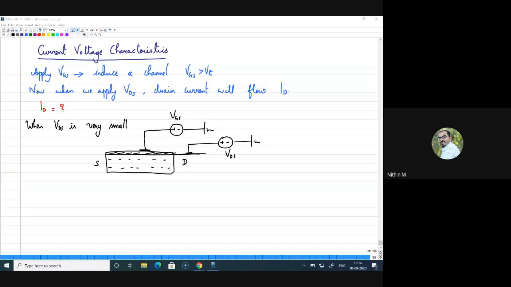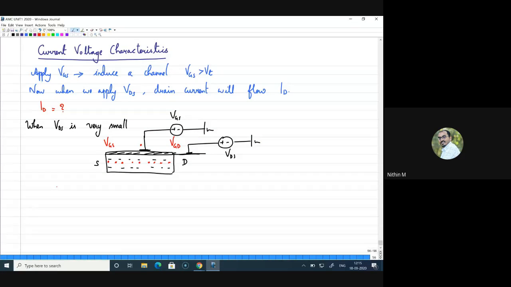And when this VDS is small, I can consider the voltage between the gate and various points. I wanted to know how much charge is there in the channel. That depends on the voltage which is available in the channel. Initially when your VDS is 0 or very small, consider the voltage between the gate and various points in the channel. So assume that these are the various points. At source end I can write it as VGS itself. Now from here till this point, if your VDS is 0, here I can write this as VGD.